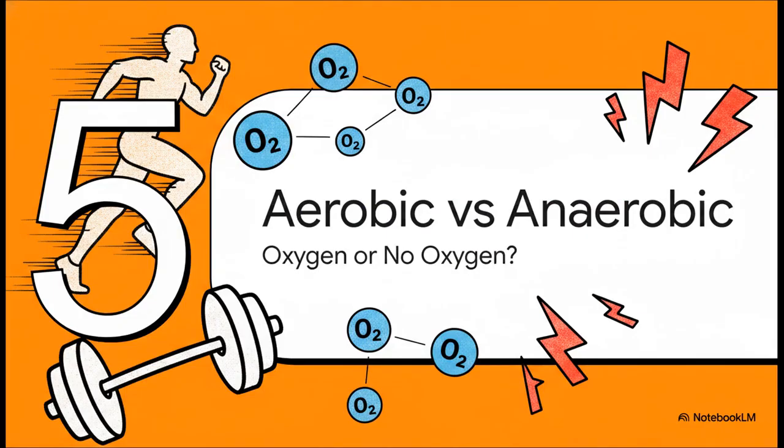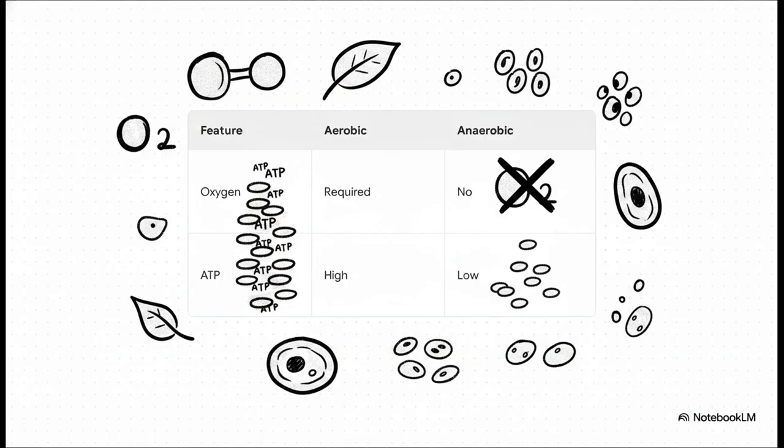But what happens if you're sprinting away from danger or lifting heavy weights and your assembly line suddenly runs low on oxygen? That brings us to Section 5, Aerobic versus Anaerobic Respiration. When we compare our options, the difference is pretty dramatic. What we've been talking about so far is aerobic respiration. It uses oxygen, completely breaks down the sugar, and gives us a huge, highly efficient ATP payout. It's what most plants and animals use to thrive.